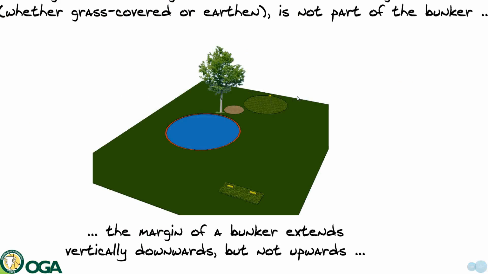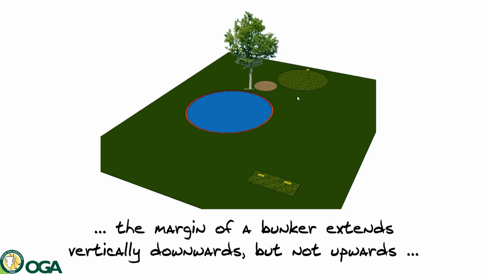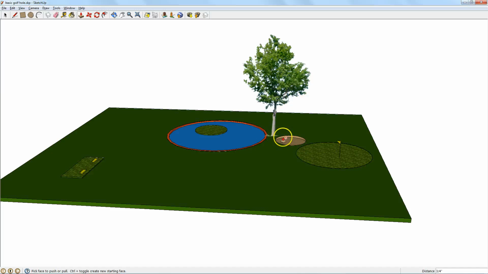The margin of a bunker extends vertically downwards, but not upwards. This is slightly different than with water hazards. The margin just goes down. It does not extend vertically up. So anything touching the sand, anything touching the wall not covered with grass, or anything under this bunker would be in the bunker. But different from water hazards, a ball stuck in the tree above a bunker would be through the green.